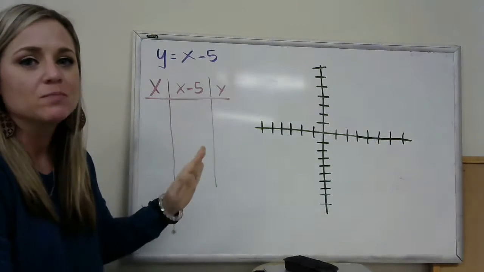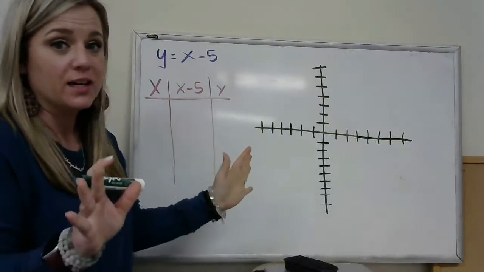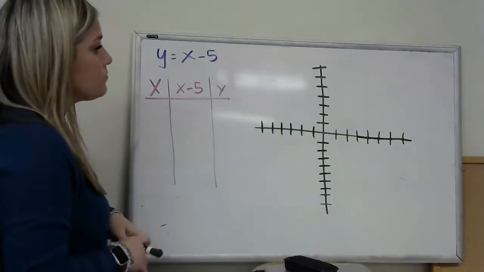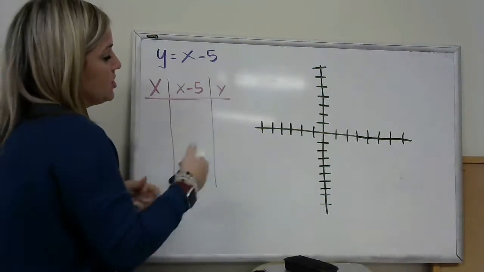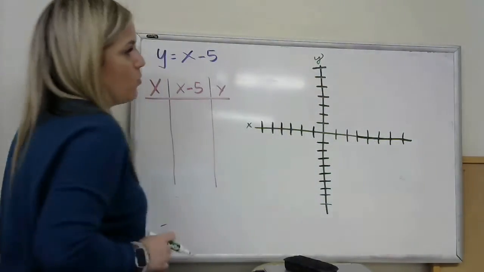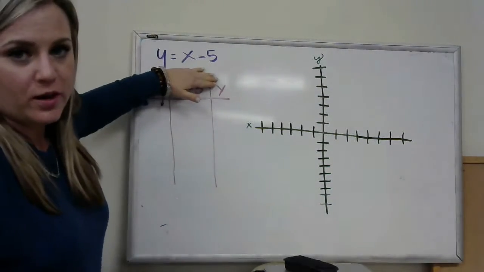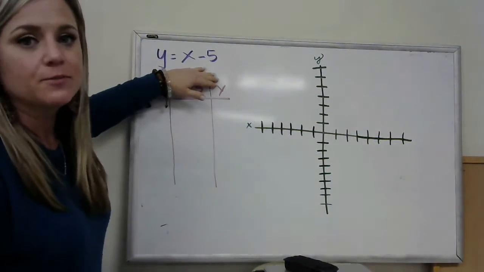All right, guys, so we're back. So I drew a little coordinate plane over here. I may have to add to it. Wasn't anything fancy, okay? And I guess I should label it X and Y axis. All right, so here's our equation. Y equals X minus 5.